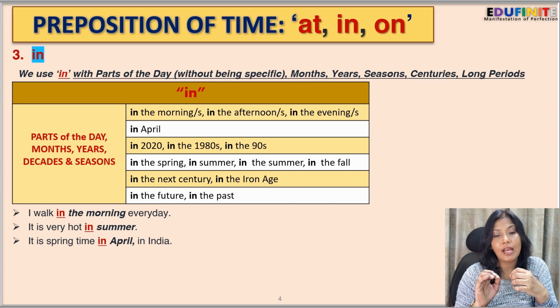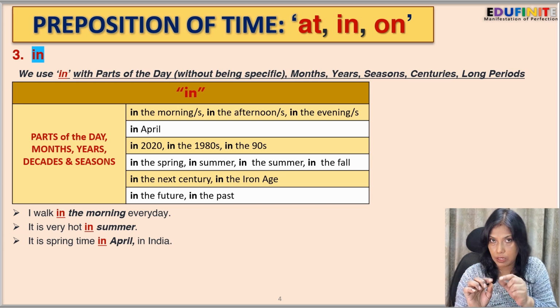It is springtime in April in India. So in India, spring usually comes during the month of April. So it is springtime. Again, it's focusing on the season. But over here we are focusing on the month. Which month? In April. So we are using the preposition of time in with April. So when is spring approaching in India? In the month of April.